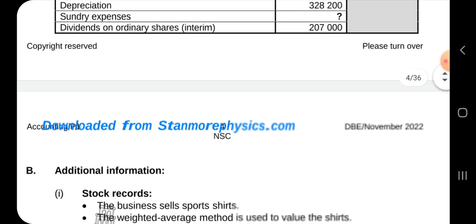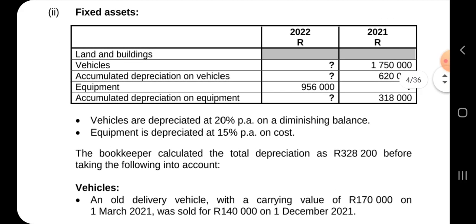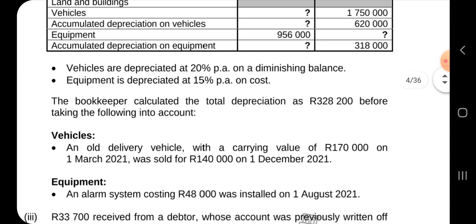So let's look at the depreciation. Here we are. This is the fixed asset note. Land and buildings, nothing. Vehicles, we don't have the amount for this year. Accumulated depreciation on vehicle. Equipment, accumulated depreciation on equipment. Vehicles are depreciated at 20% per annum on a diminishing balance. Equipment is depreciated at 15% per annum on cost. So the bookkeeper calculated the total depreciation as 328,200 before taking the following into account.